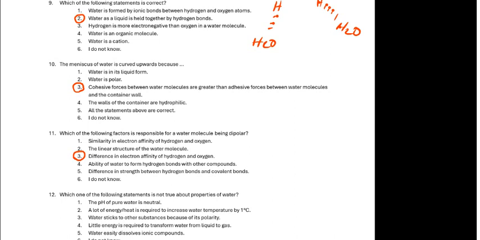So let's go to the next one. Which of the following statements is not true about properties of water? The pH of pure water is neutral. So this is true. A lot of energy is required to increase water temperature by 1 degree Celsius. This is true according to high specific heat capacity. Water sticks to other substances because of its polarity. Yeah, this is true. Little energy is required to transform water from liquid to gas. So water has got high heat of vaporization. So this statement is false, which is the answer. So 4.